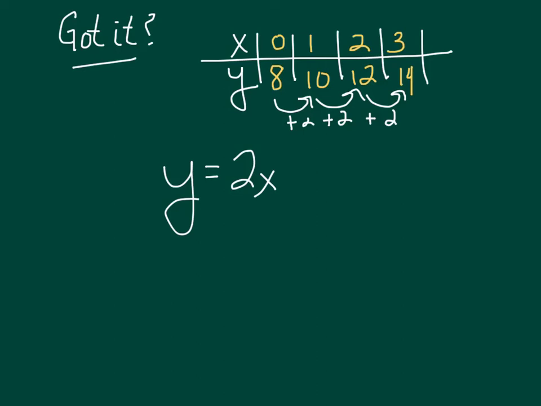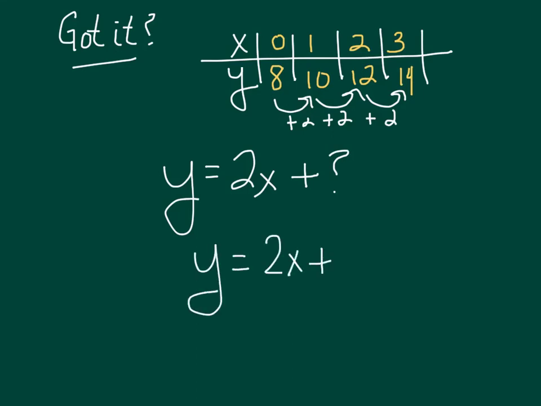So now we have to think, what happens? Am I going to add something? Am I going to subtract something? Well, what you do is take the 0, 1, 2, and 3 and plug them in. Take all of these and plug them into the x. What is 2 times 0? It's 0. 0 plus what gives me 8? That's what we're trying to figure out. Well, 0 plus 8 would give you 8.